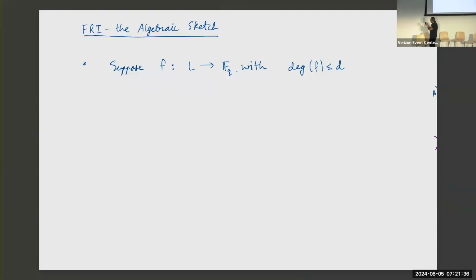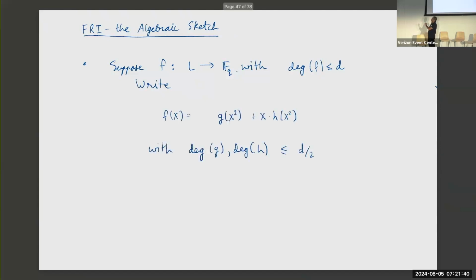Good. So now let me tell you exactly what this algebraic sketch is. We have taken the function f. If it is of degree at most d, here is a proposal of what to do with it. This is the same algebra that happens inside the FFT. You take your polynomial f of x and you write it as g of x squared plus x times another polynomial h of x squared. So we have separated the odd and the even coefficients. And the degrees of g and h are at most d over 2.